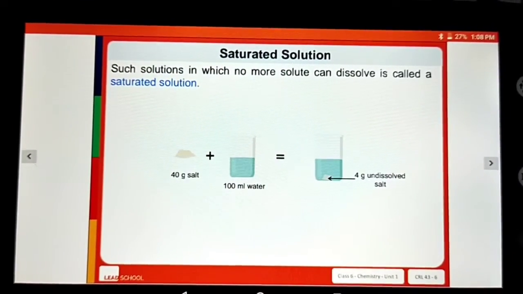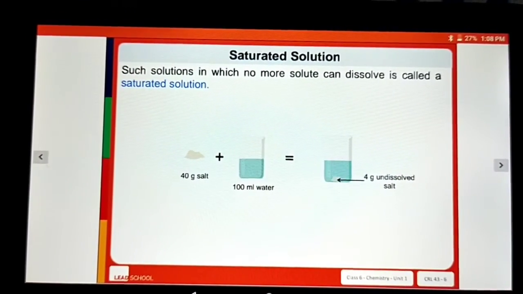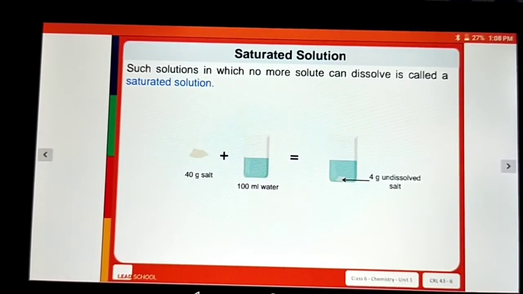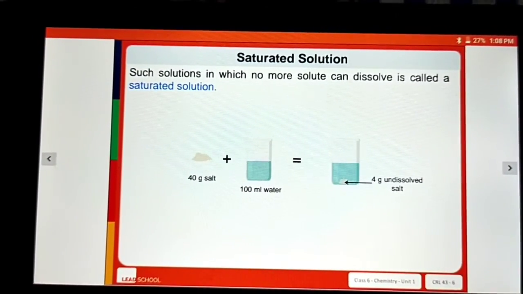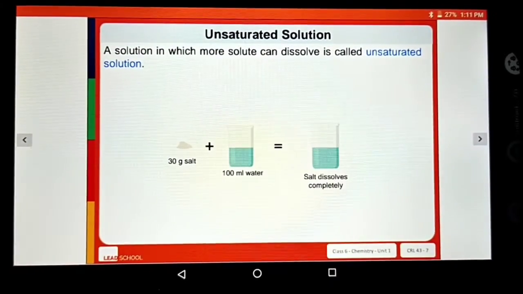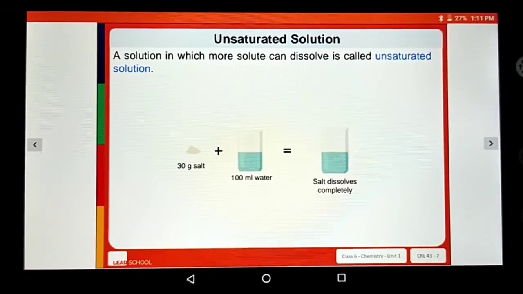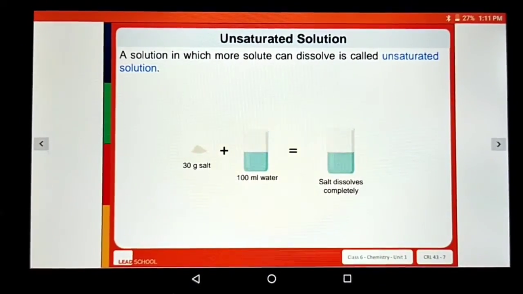So, the solutions in which no more solute can be dissolved are called saturated solutions. And the solutions in which more solute can be dissolved are called unsaturated solutions.